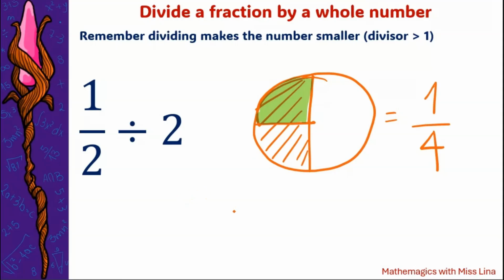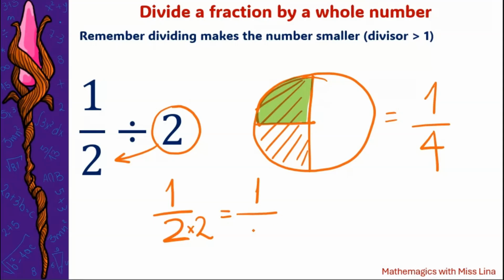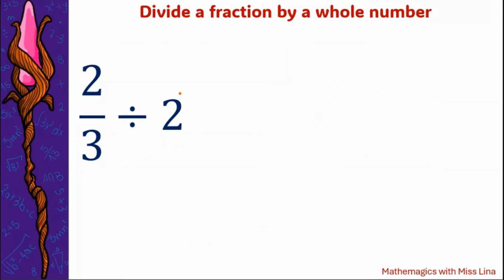But what is the operation that we should do so we don't have to do the graph every time? What we just need to do is multiply the divisor by the denominator. So we are going to have 1/2, and we multiply the denominator by the 2. 1 over 2 times 2, which is 4. That's the operation that we need to do. Let's do some other examples.